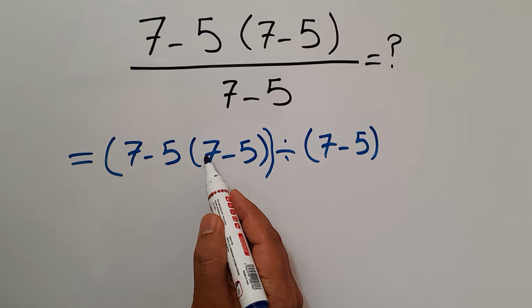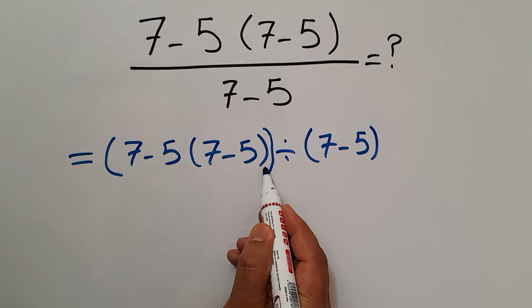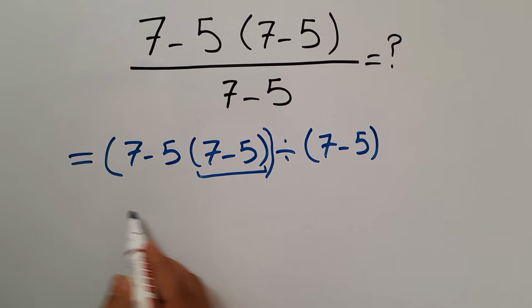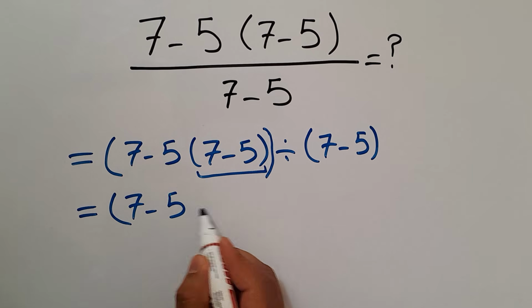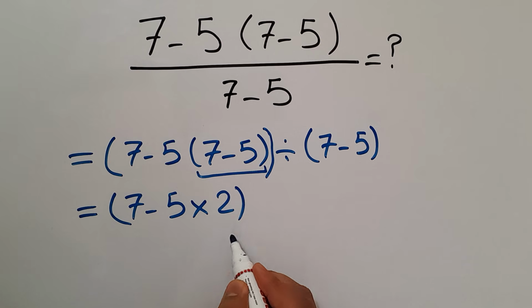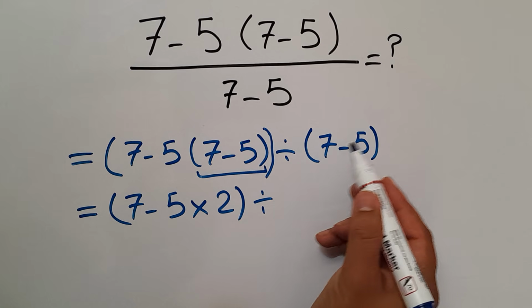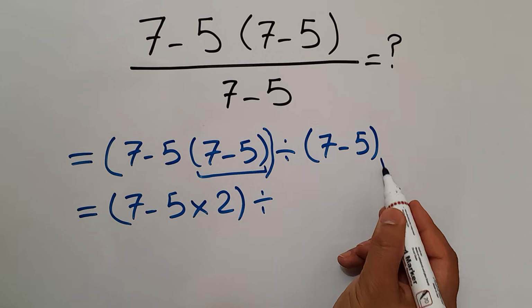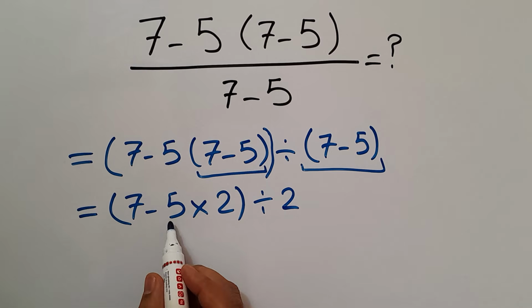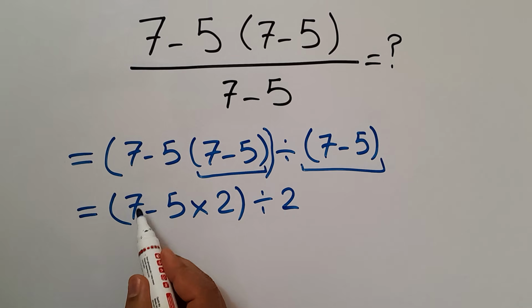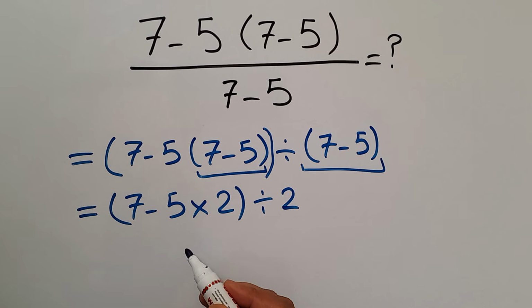First, this parentheses 7 minus 5 gives us 2. Okay, so parentheses 7 minus 5 times 2 divided by, here we have 7 minus 5 again, which equals 2. Okay, and now inside this parentheses we have this subtraction and this multiplication.